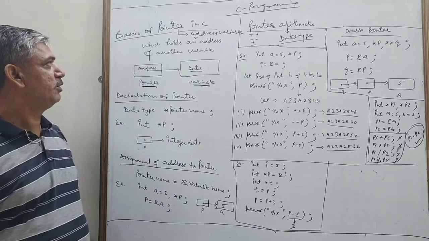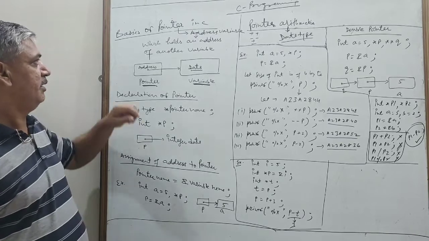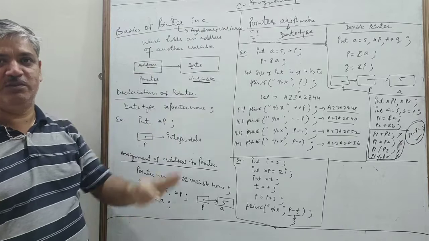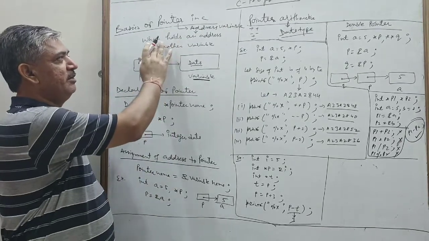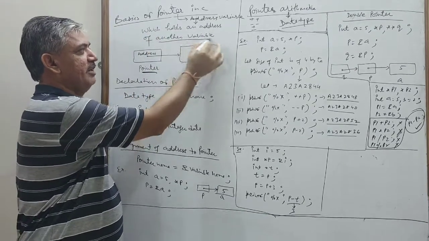Today our topic is pointers in C. What is a pointer? A pointer is an address variable. It means a pointer holds the address of another variable.